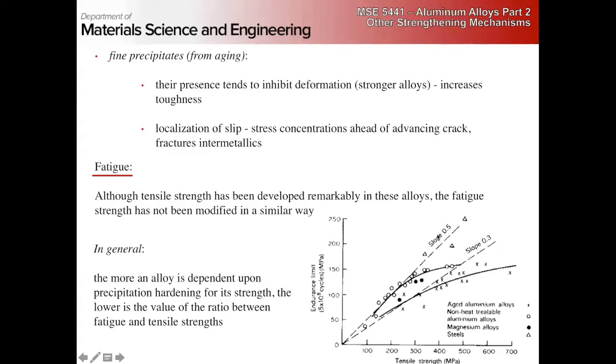And if we look at steels or magnesium alloys, you can see that our fatigue, our endurance limit, and our strength have a much stronger positive slope, right? So that means as we get stronger, we also improve our fatigue life. Whereas for aluminum, our strongest alloys do not have a big benefit in fatigue life over weaker alloys, right?